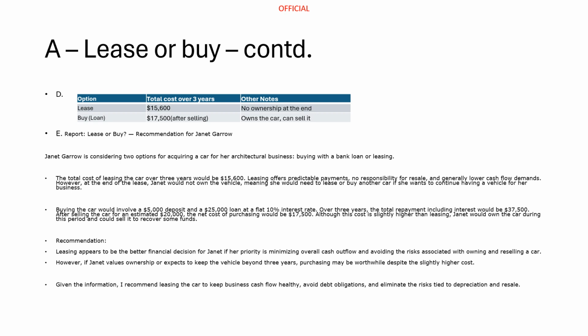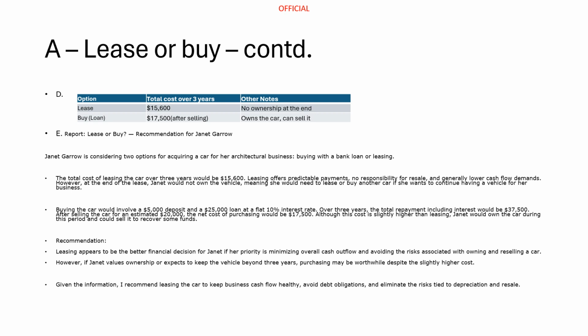So in this table, you will see under the lease option, like hiring the car, she would be paying $15,600 over 3 years, but with no ownership at the end. But if she buys the car through a loan, her cost is $17,500 after selling. So she owns the car and she can sell it.